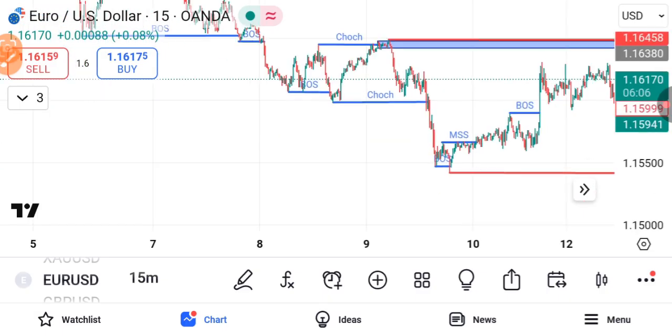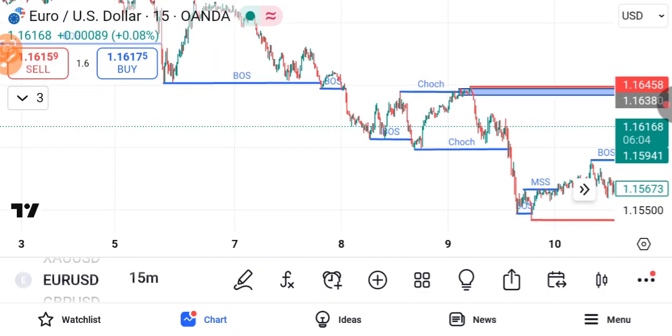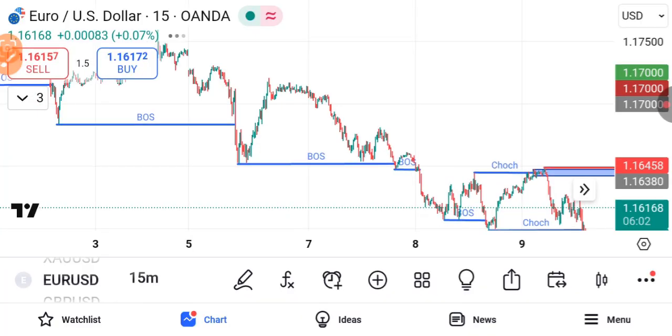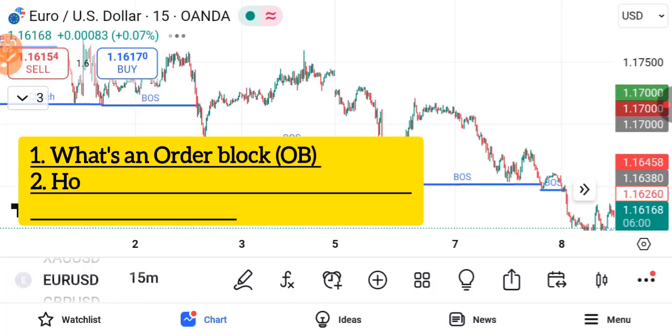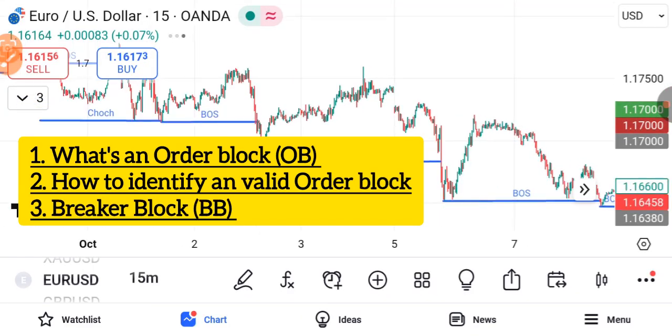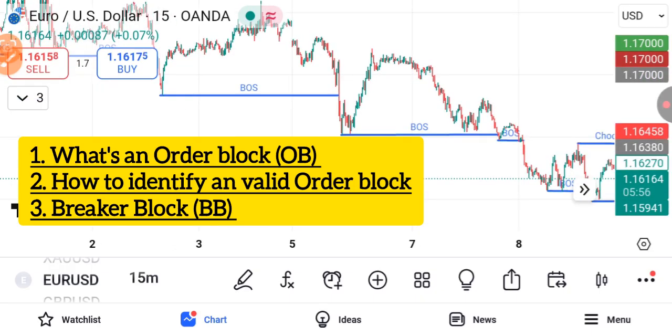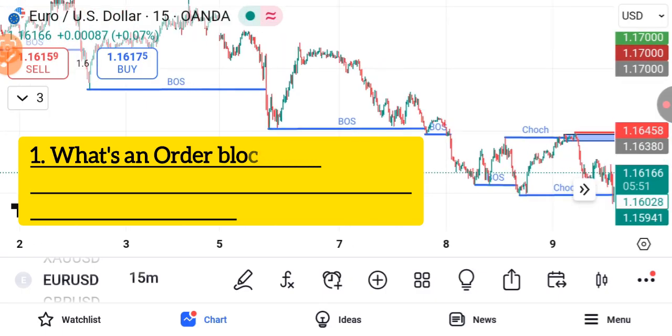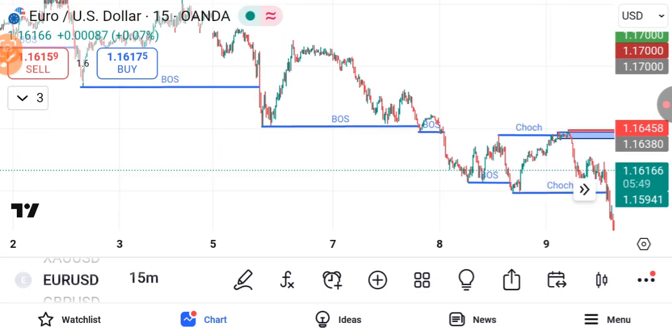So in this video, I'm going to show you what an order block is, how to identify a valid order block, and also a breaker block. So these three things are our topic of discussion for today. So let's start with what an order block is.